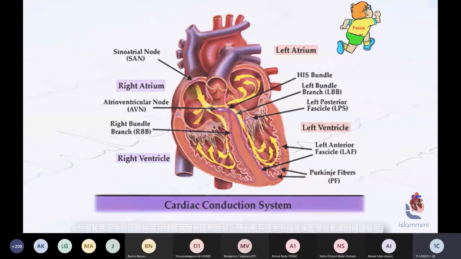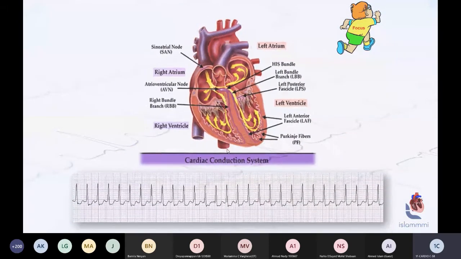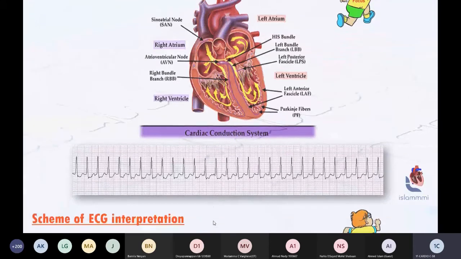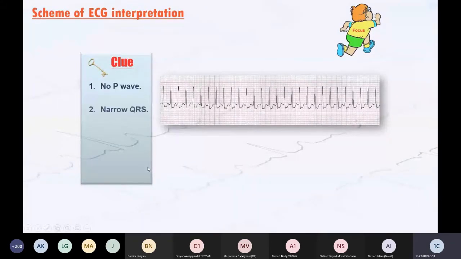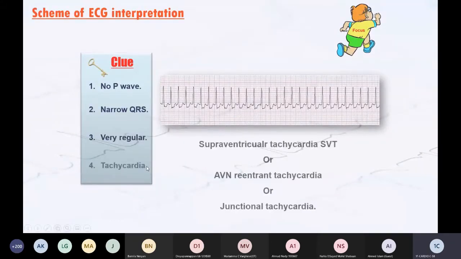So what is the difference in the ECG? We will have no P wave, no QRS, and a very fast heart rate, as you can see. So no P wave, no QRS, it's very regular, and tachycardia. What do we call this one? Supraventricular tachycardia, or cardiologists abbreviate it to SVT. Sometimes we call it AV nodal reentrant tachycardia or junctional. The most common term is supraventricular tachycardia.